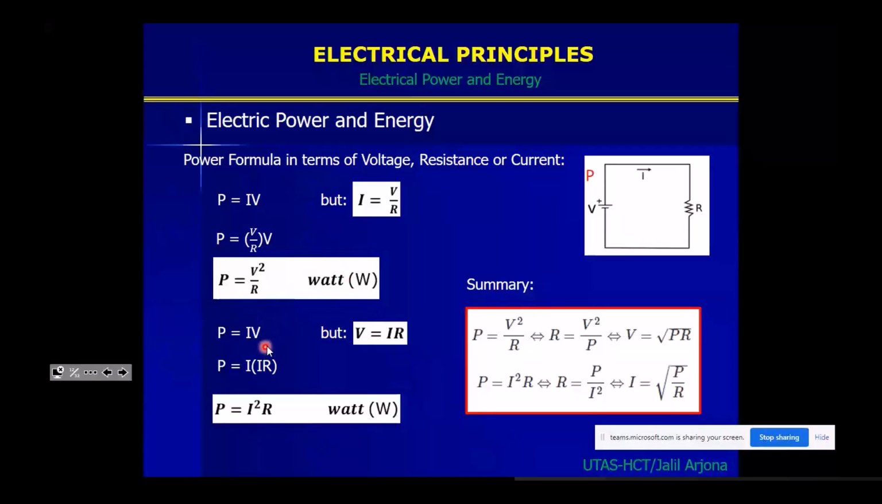Again, we have another relation in terms of voltage taken from Ohm's law. Substitute the I times R here, R times I, you get I squared R. So this is another formula. In summary, you can get the power, or by cross multiplication, you get the R or the V and the I. So from now on, you have to remember or memorize these formulas, including the Ohm's law formulas and power formulas. Don't forget that one.